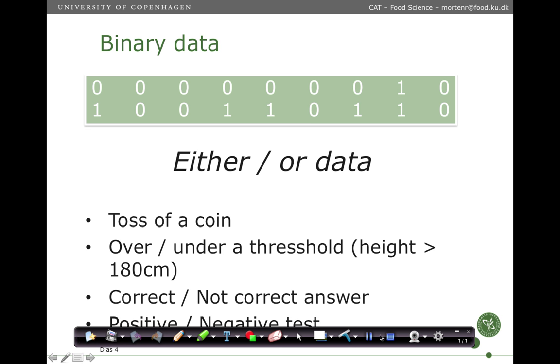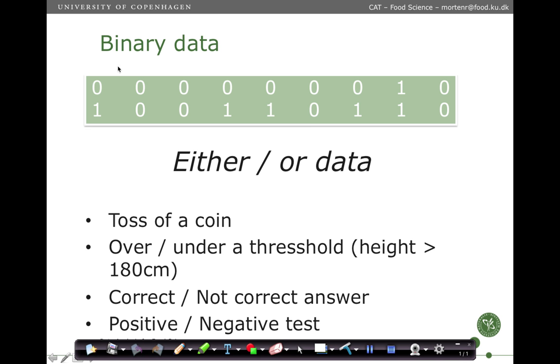So this is one representation of binary data. Here I have a set of observations. There are in total 18 observations, and some of them are 0 and some of them are 1. These are the only two ways the response can be. There can be only two outcome types. It could be 0 or 1, plus, minus, yes, no, and so forth. But you have to be aware that there are only two possibilities. This goes, for instance, for tossing a coin, or whether you measure somebody over a certain threshold, a correct or a non-correct answer, a positive or negative test. So those are examples.